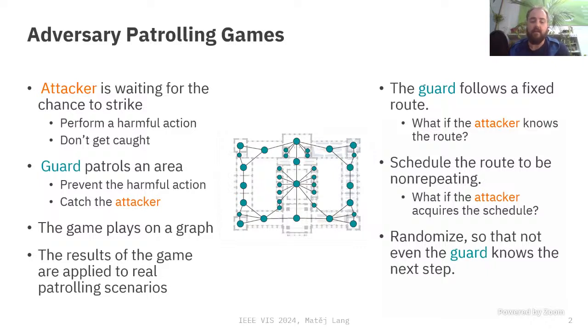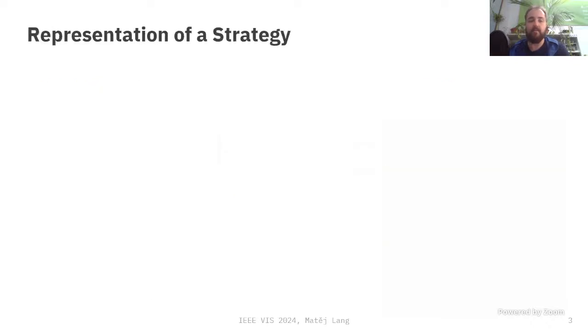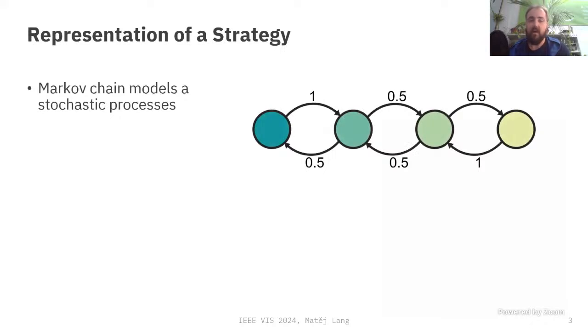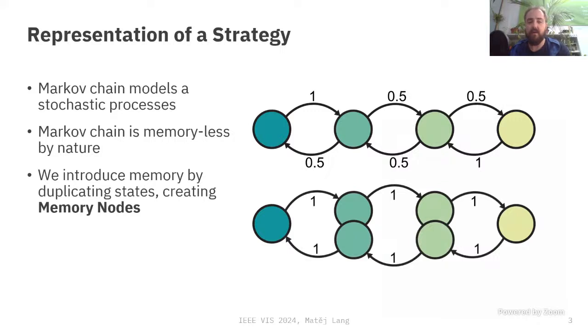And so to model this type of random behavior, we can use the Markov chain, which is a well-used model for stochastic processes. As you can see here, a very simple strategy where the guard could go from one side to the other. However, since Markov chain doesn't have any memory, it would be quite hard to go there because every step they would have a 50% chance of going back. One way to solve this would be to introduce the memory by duplicating the states, which will in effect copy the locations. And we can now keep the track where the guard came from and where they want to go next.